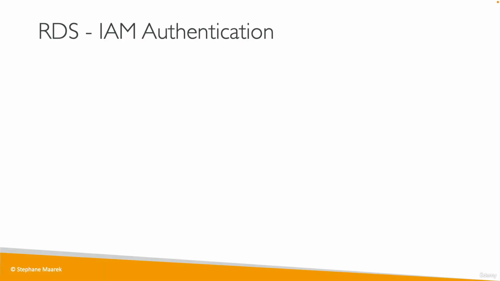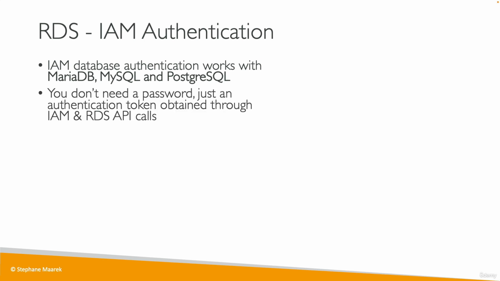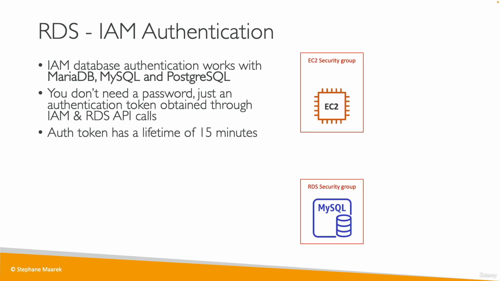If we do a deeper dive into RDS IAM authentication, it's available for MariaDB, MySQL, and PostgreSQL. In case you use IAM authentication, you do not need a password. You just get an authentication token that you obtain by using the RDS API calls. You should know that this token has a lifetime of 15 minutes, but it's only used to connect to your database, then you're good to go. If you want to reconnect, you would need to get a new authentication token. So how does that work?